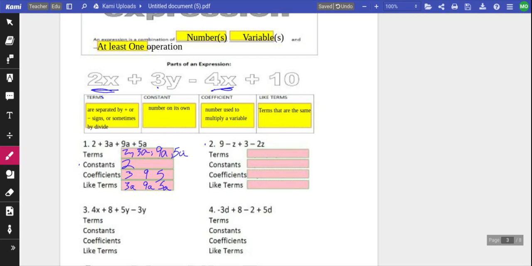So for the next one, for number 2, how many terms do we have? 1, 2, 3, 4. Okay, and then go through and write them down. We have a 9, a negative z, a 3, and a negative 2z. And 2's kind of look like z's. Constants, any number that does not have a variable attached with it. So our 9 and our 3. Coefficients, technically what is in front of the z? A negative 1 and a negative 2. In like terms, well, we could put our 9 and 3 together, and we can put our negative z and our negative 2z together. Those are our like terms.